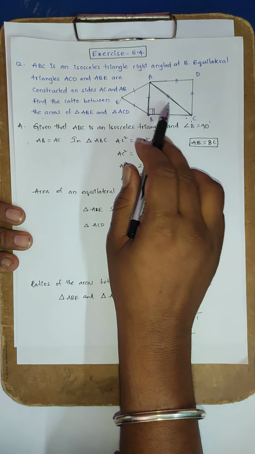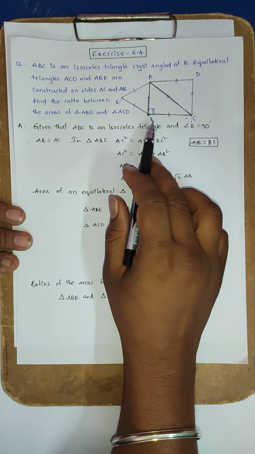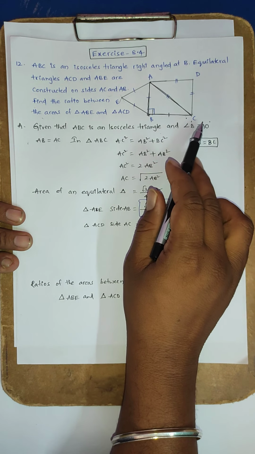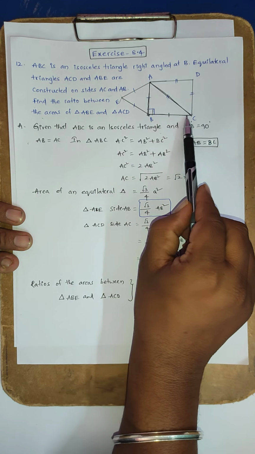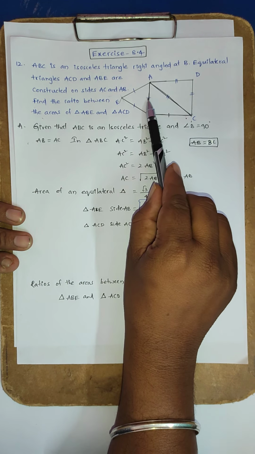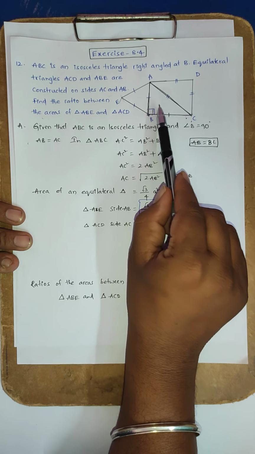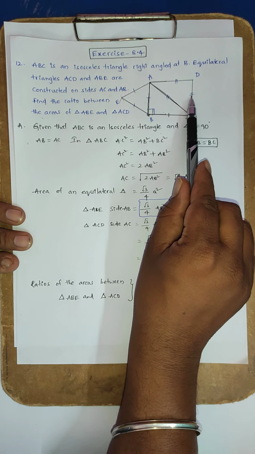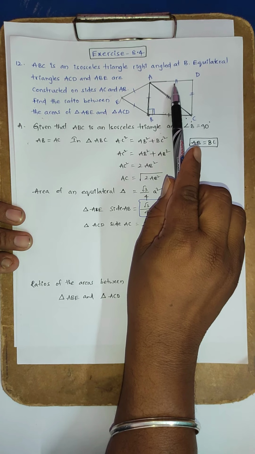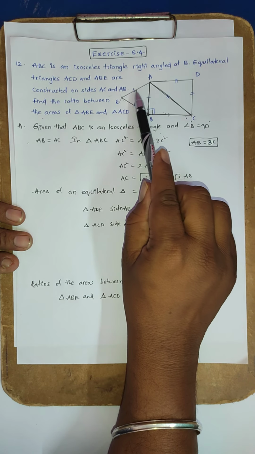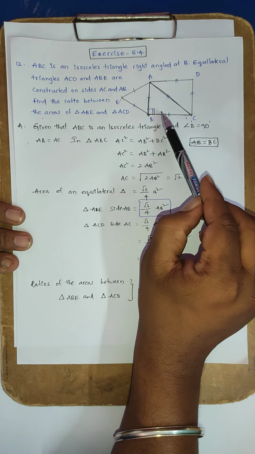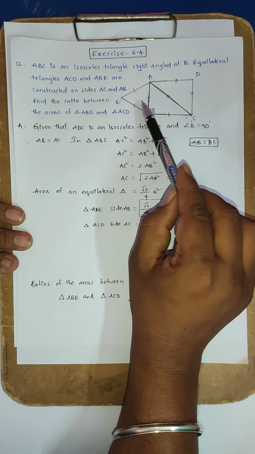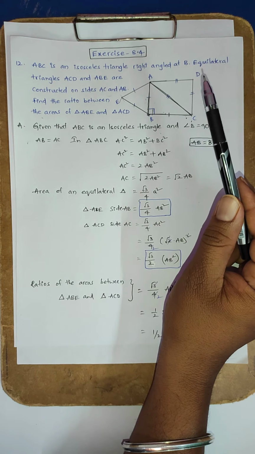Given that ABC is an isosceles triangle with 90 degrees at point B, here AB is equal to BC. One line drawn means this side is equal to that side. These two lines mean these three sides are equal. These three sides are also equal. When you observe this diagram, these four sides are also equal.